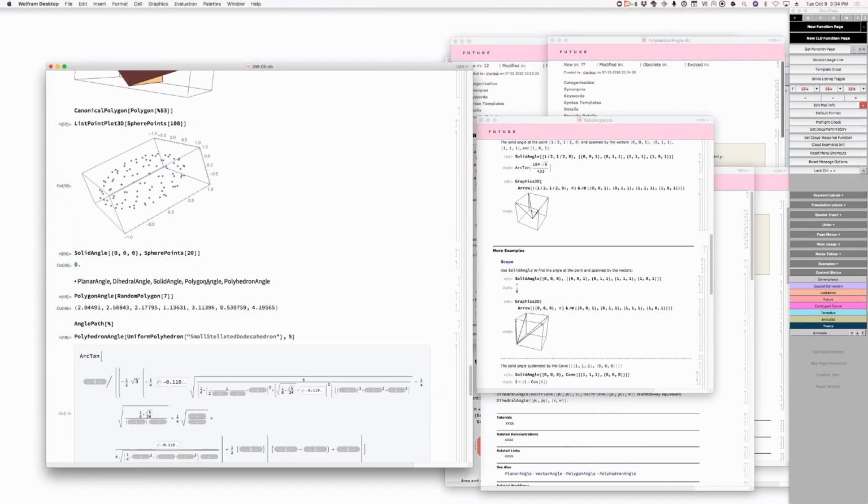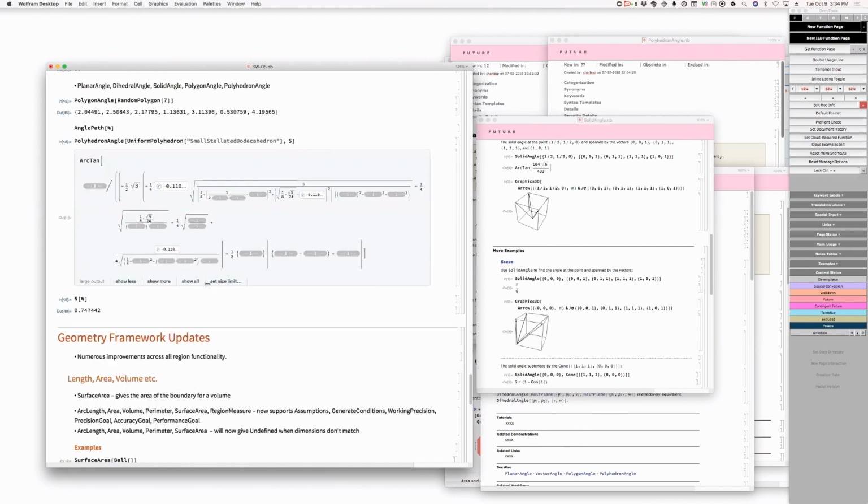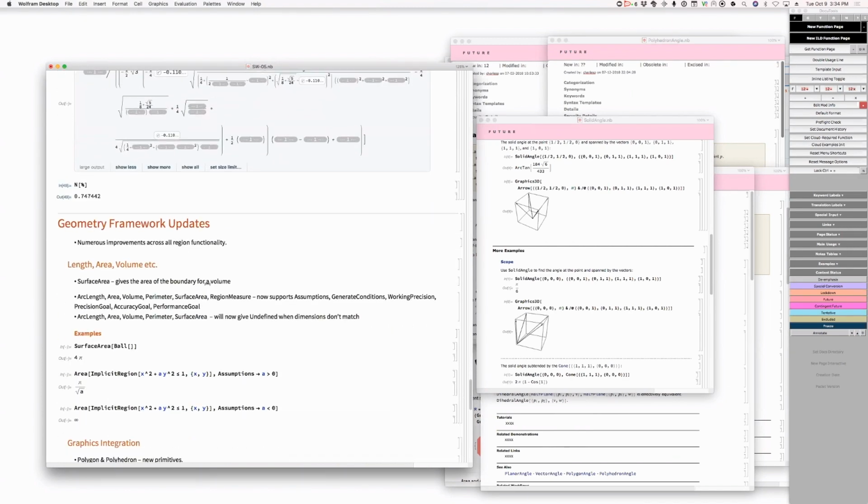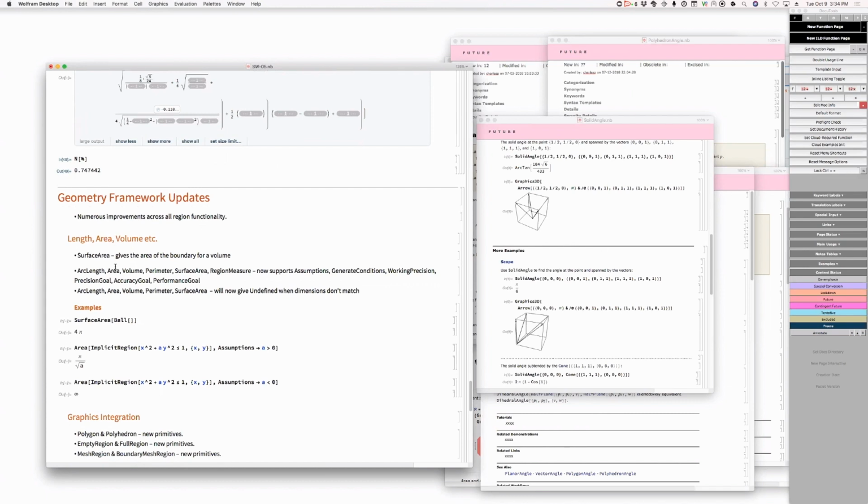All right, so that's angles. What else should we be looking at here? Okay. Surface area, requested by you. Thank you.